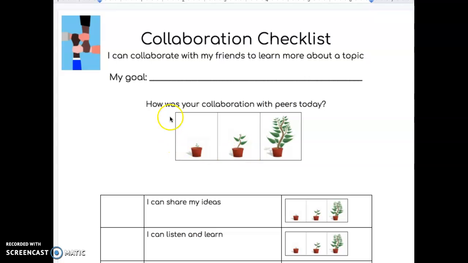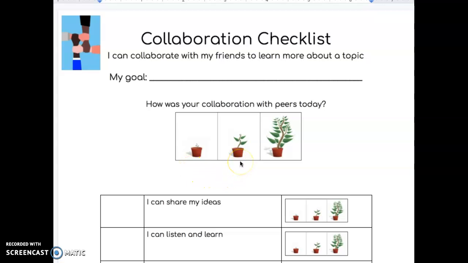Take a look at this plant picture here. You can see there are 3 different plants in 3 different stages. The first one is still a seed beginning to sprout. If you feel like maybe you didn't get a chance to practice your goal today, or maybe you don't understand how to practice your goal, you might circle this one.